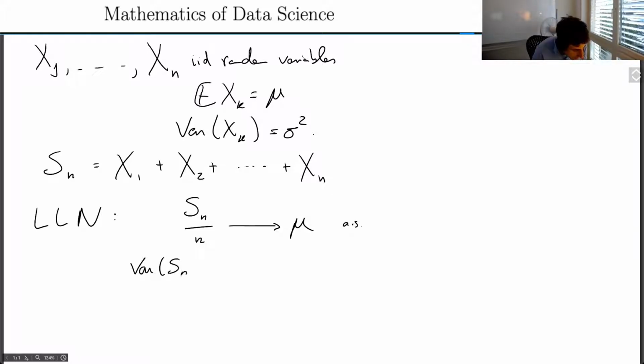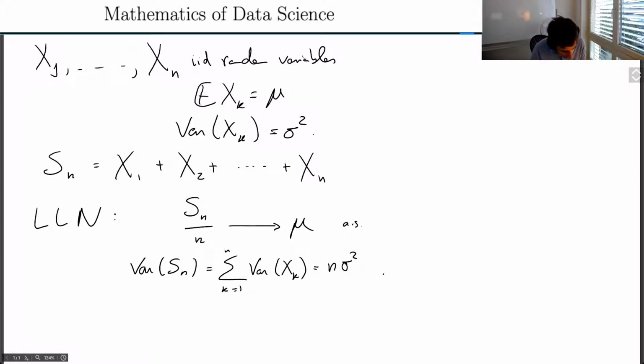What is the variance of Sn? The variance of Sn, Sn is the sum of independent random variables, so it's just the sum of the variances of each one of them, right? And so this is simply n times sigma squared. Okay, so now you kind of see why you expect that when you divide by n, everything goes away, right?